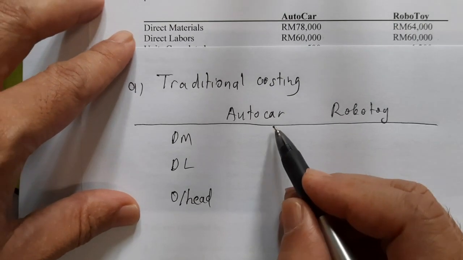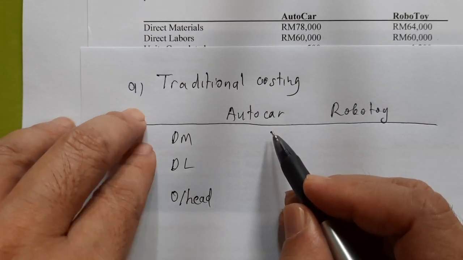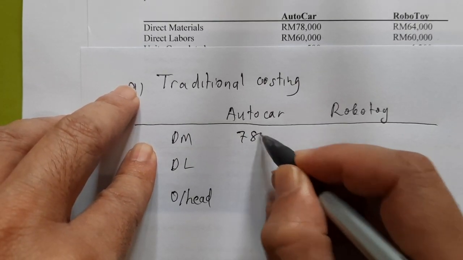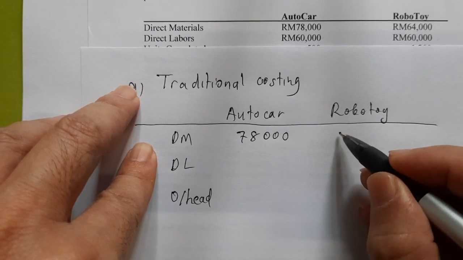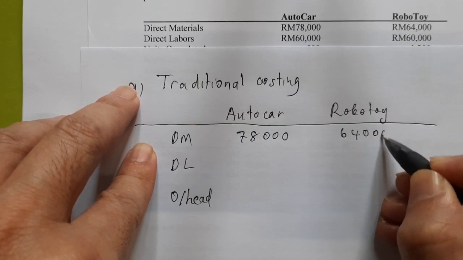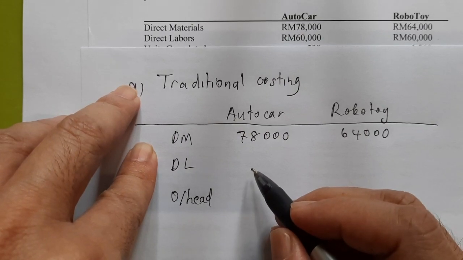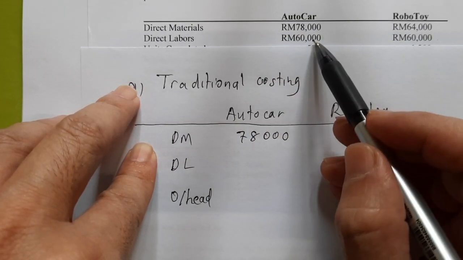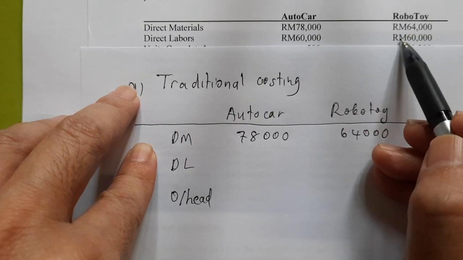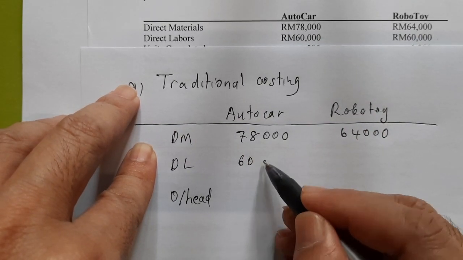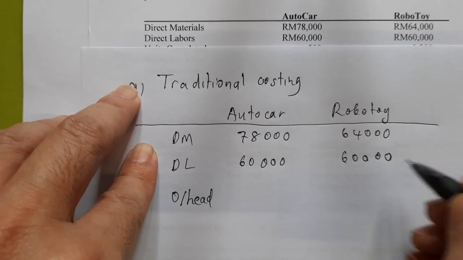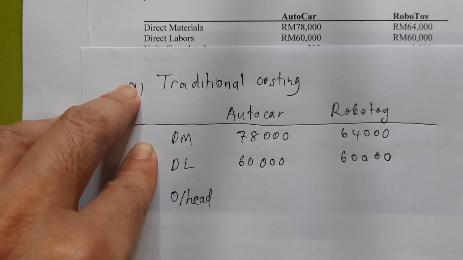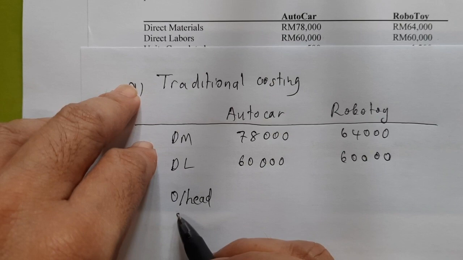See, for the autocar, the direct material cost is 78,000. And then the robotoy is 64,000. And then the direct labor, see, 60,000 here and 60,000 here. So the direct labor cost is 60,000 for autocar and 60,000 for the robotoy. So now overhead. Okay, the thing about overhead, there are two things about the overhead.